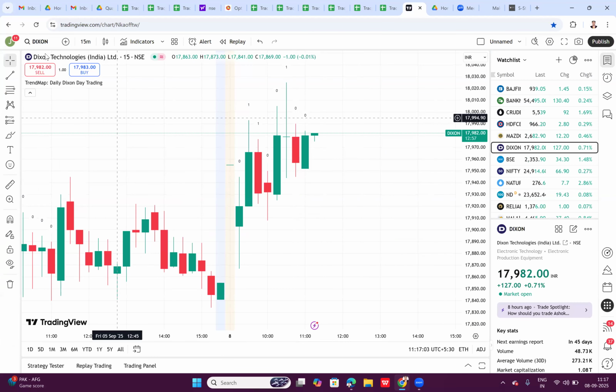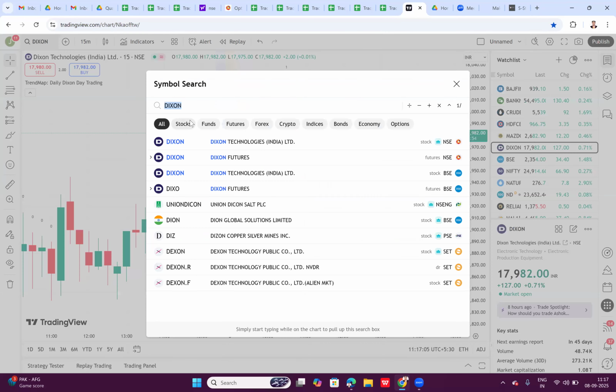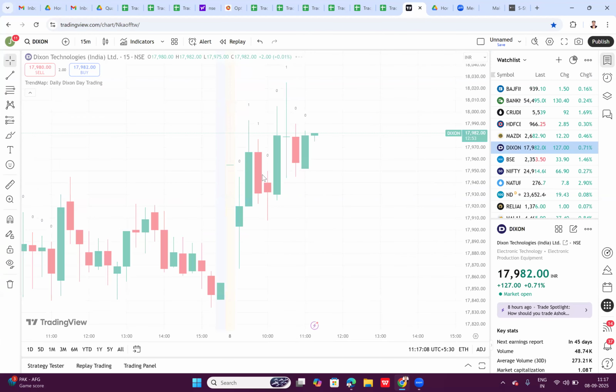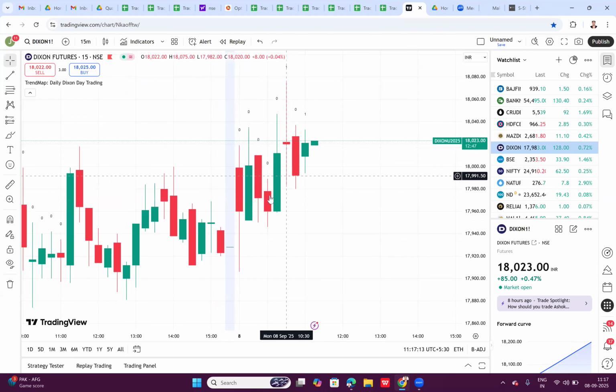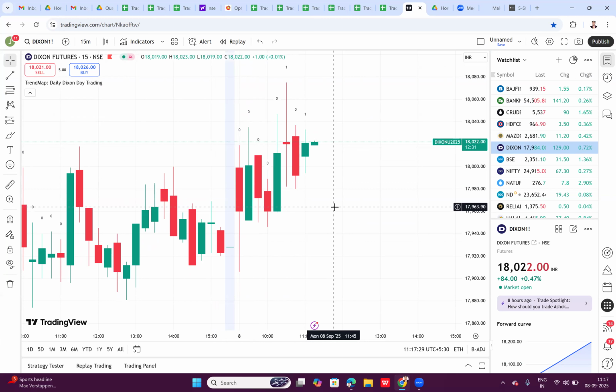if anyone wants to trade in futures, then you have to do one thing. Whenever you apply this Dixon indicator in futures, you will get a different setup, because you are all aware of the futures setup and the spot setup. In futures, the values are different. So sometimes you will get a proper trade in futures, but you will not get a proper trade in the spot chart. Okay. So today, as per the rule of Dixon option, we got a trade.